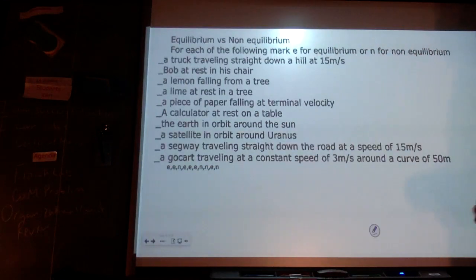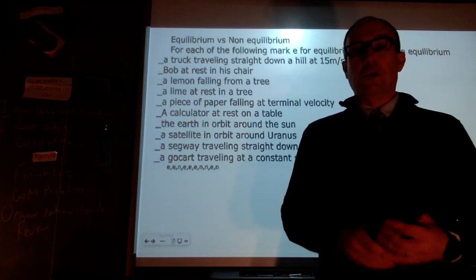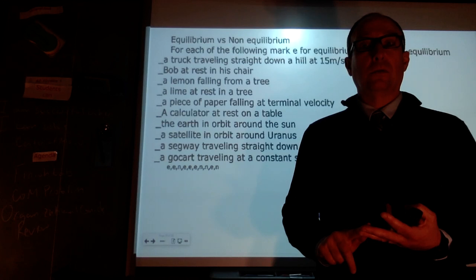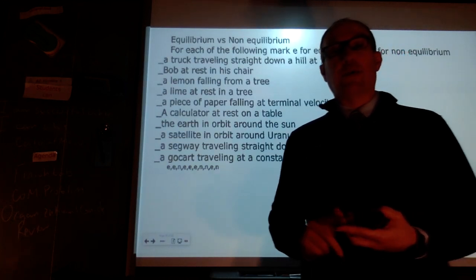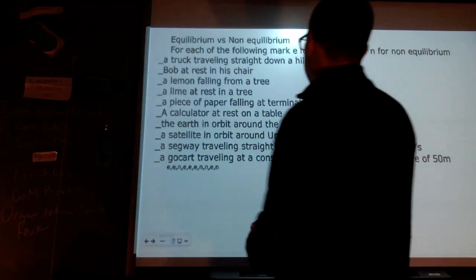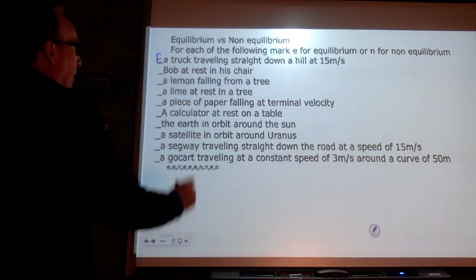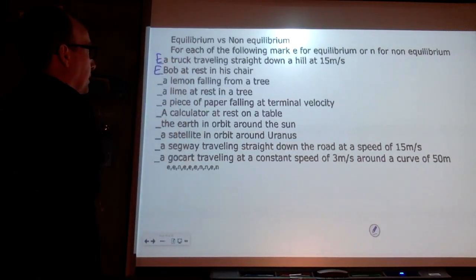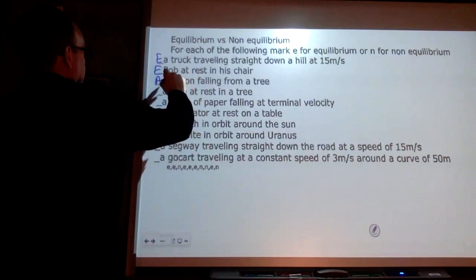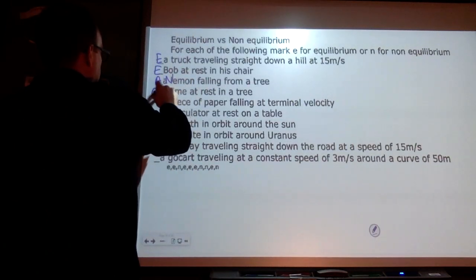All right, equilibrium versus non-equilibrium. Equilibrium means constant velocity, which is constant speed and constant direction, or not moving at all. Non-equilibrium would be something that's going faster or slower, or turning, or both. So a truck traveling straight down a hill at 15 is equilibrium. Bob at rest in his chair is equilibrium. A lemon falling from a tree would be acceleration. They want me to put an N, so non-equilibrium. A lime at rest in a tree would be equilibrium.